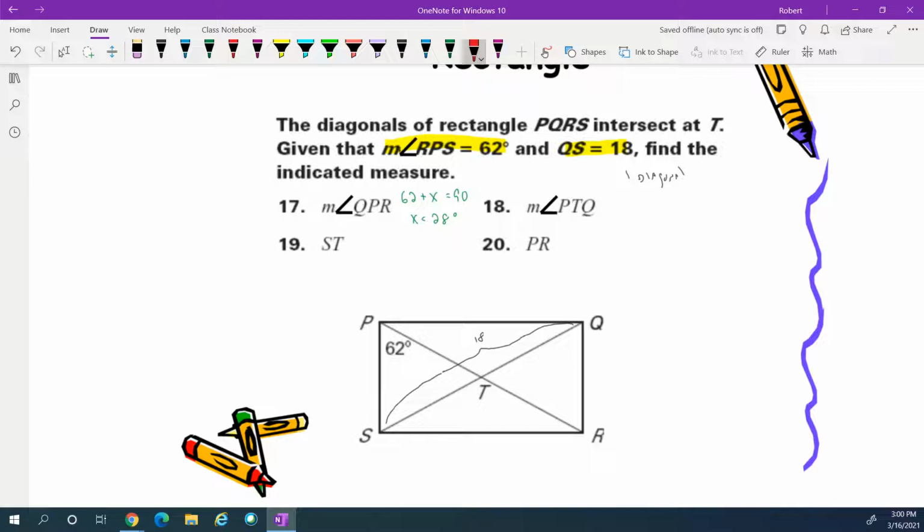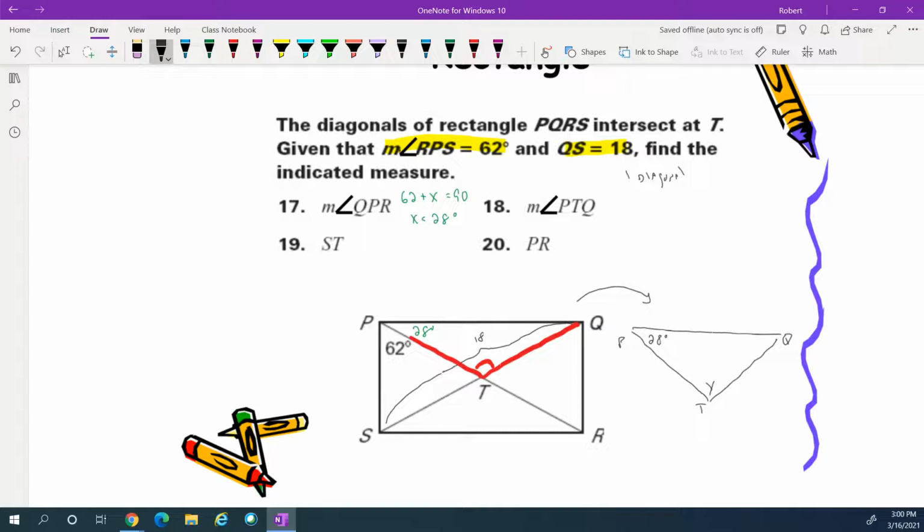Next question, we're looking for angle PTQ. So again, I want to find it. PTQ. So we're looking for this angle right here. Well, again, we knew that 28. So let's build on that. Let's just isolate the picture here. PTQ, 28 degrees.